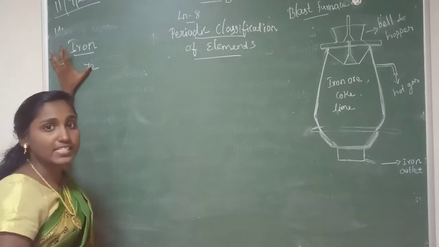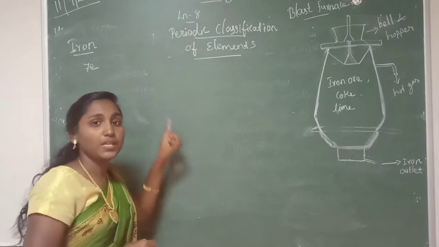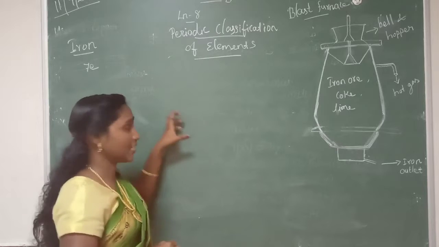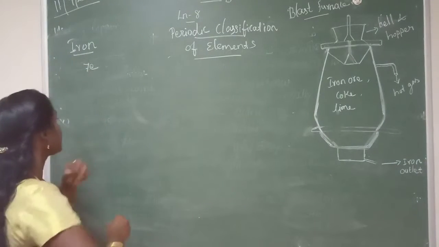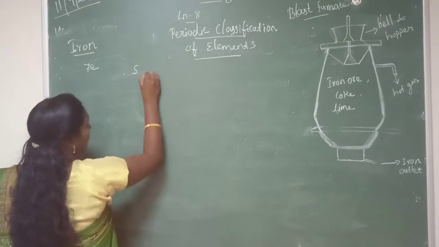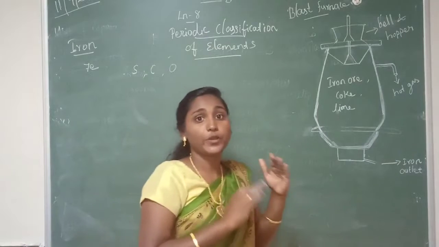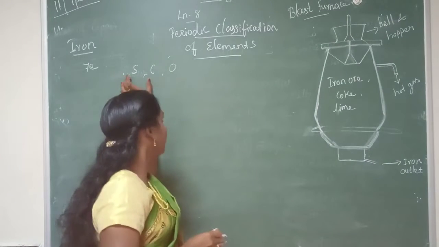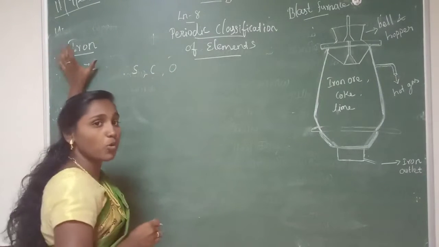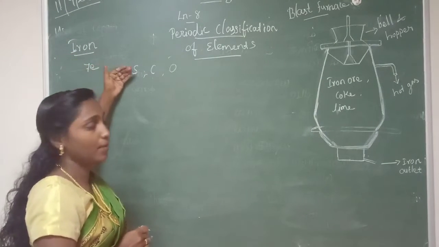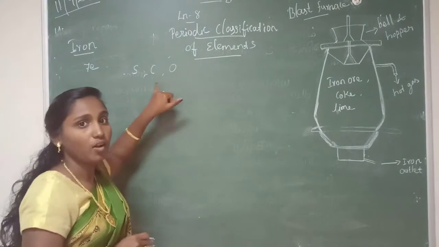Iron is the second most abundant metal next to aluminium. Aluminium is the first most abundant metal. It occurs in nature as sulfide, carbonate and oxide. So iron does not occur in a pure form. It combines with sulfur, carbonate or oxide ores.